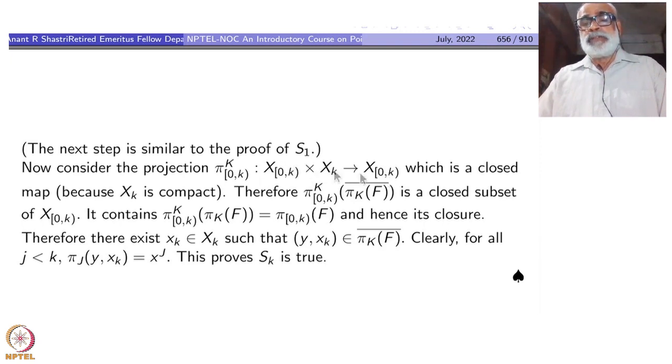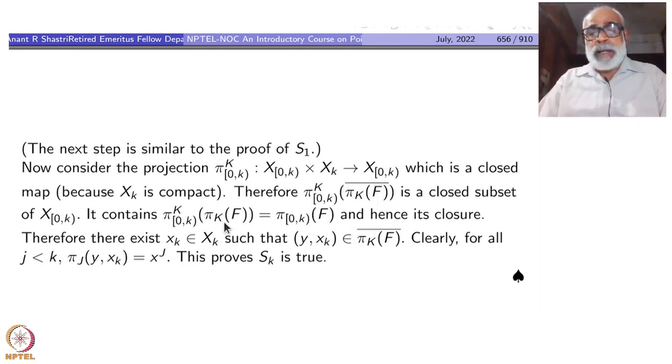We want to show that this is closed, and that comes because this X_k is compact, right? So we have to use that each X_k is compact after all. Because X_k is compact, the image π_{0,k} of the closure of π_k(F) is a closed subset of 0 to k, but it contains π_k of F, which is nothing but π_{0,k} of F, and then it contains the closure.